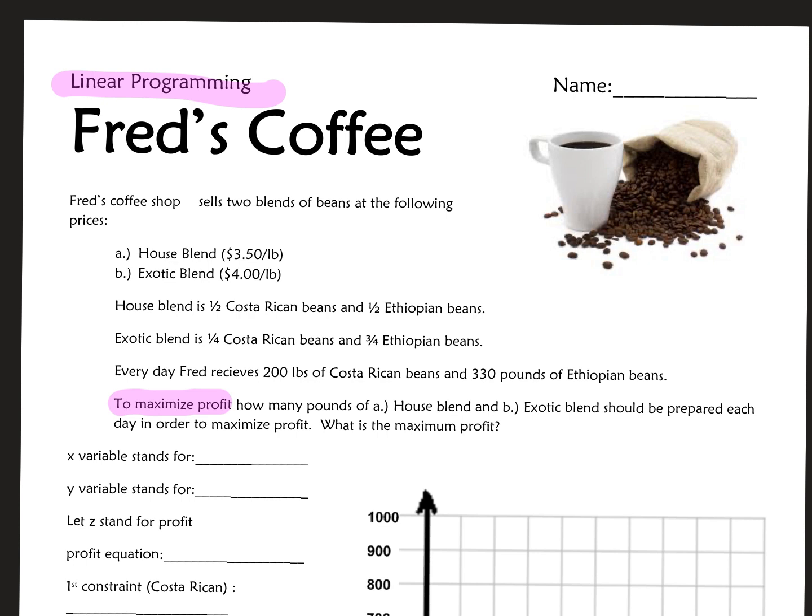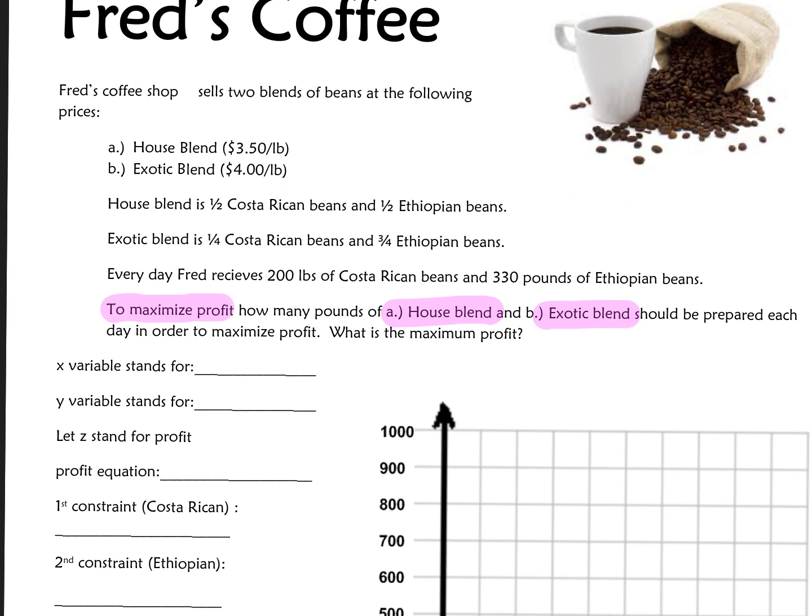So we are going to use math to figure out how much of the house blend he needs to make and how much of the exotic blend he needs to be prepared to make in order to make the biggest profit possible. So the steps are extremely familiar to you at this point for most of this, okay? So our two unknowns, our two things we're trying to figure out, are house blend and exotic blend. I'm going to say house, number of pounds, for X. I'm going to say exotic for my Y, although I really could have done it either way.